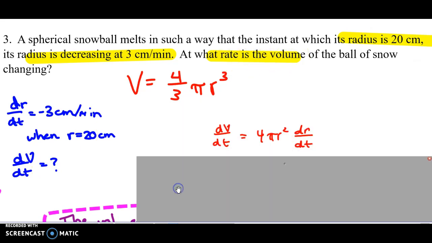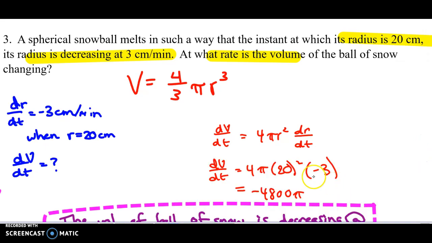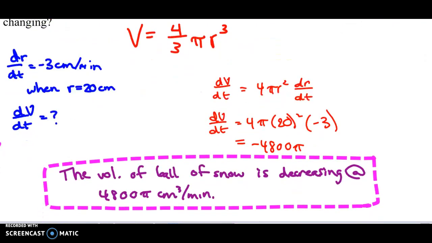So I find the derivative. I plug in my information. And in my final answer, I said that the volume of the ball of snow, or snowball, that sounds better, is decreasing at 4,800 pi centimeters cubed per minute. Notice that I didn't leave my answer as negative. It doesn't matter as long as I give it a direction. That's what matters. Next one.